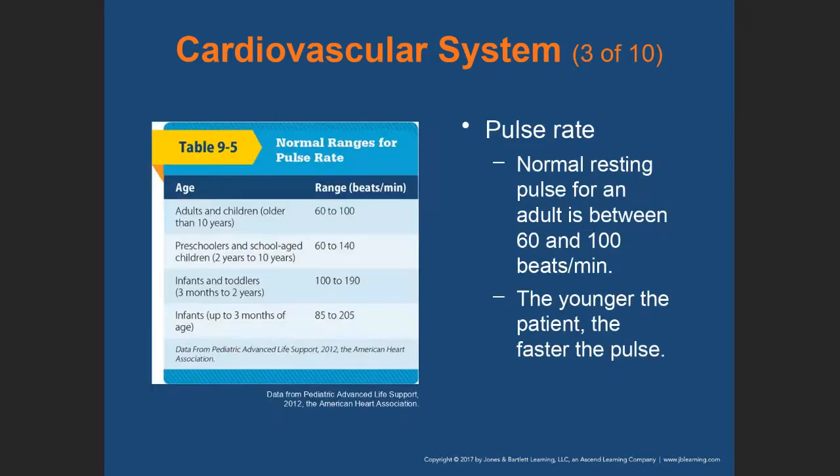Normal pulse rate for an adult is 60 to 100 beats per minute. The younger the patient, the faster the heart tends to beat, and there's a nice little table for that. Don't get too caught up on numbers. Remember that primary one, 60 to 100. The younger they are, the faster the heartbeat. If there is an abnormality present, are there associated symptoms?